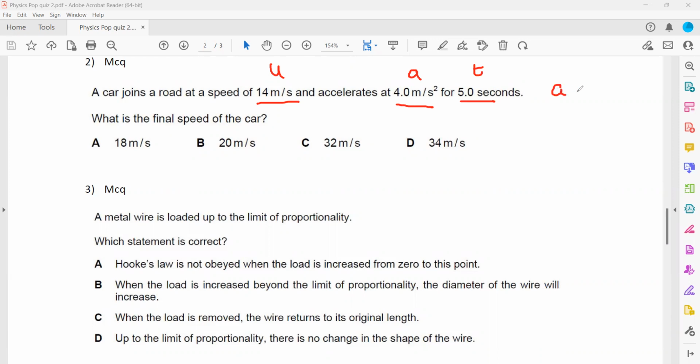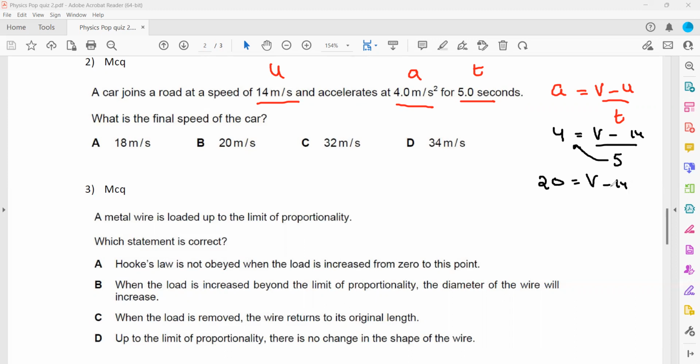What formula will we use? We will use the formula that acceleration is a change in velocity divided by time. What is the acceleration of the car? That is 4. The final speed we don't know. Initial speed is 14 and the time interval is 5. So this 5 is divided, on the other side it will be multiplied. So 4 multiplied by 5 will be 20. So 20 equals V minus 14.